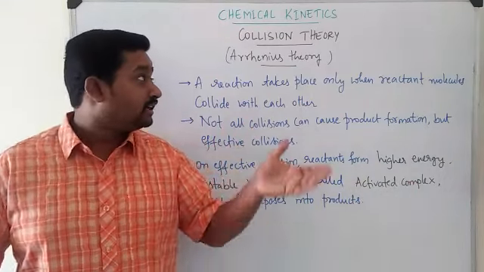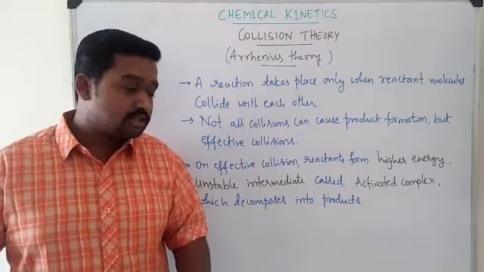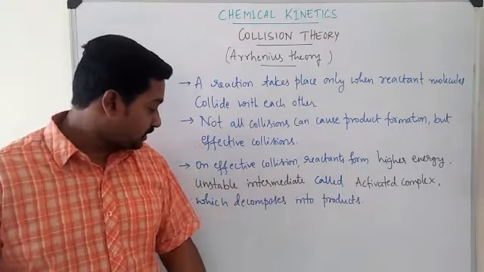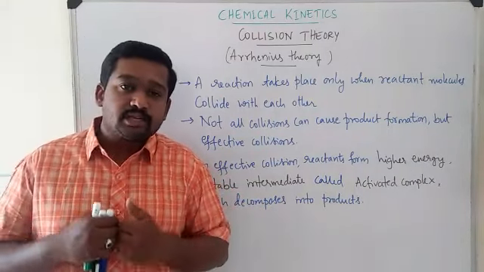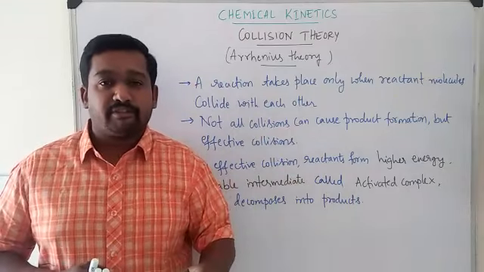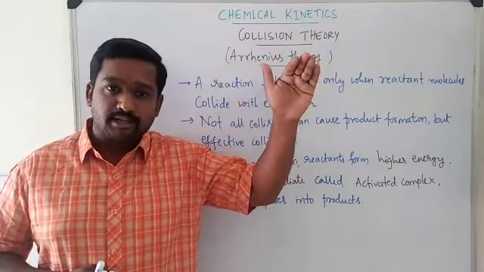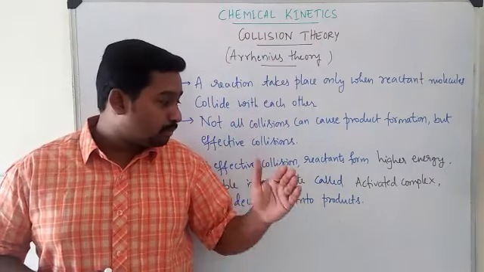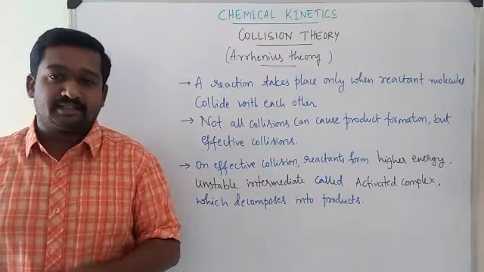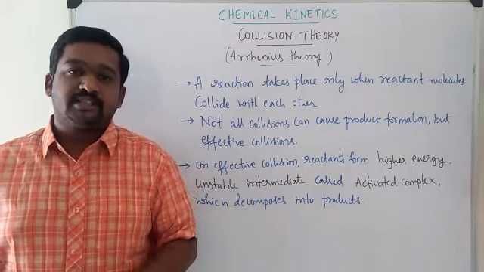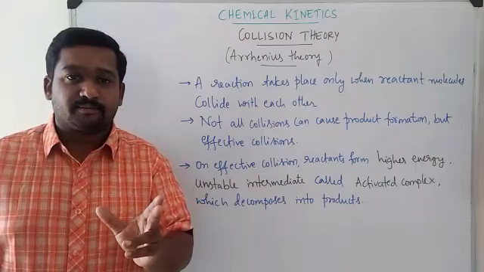I said just now that this theory has one more name, that is activated complex theory. That is because of the formation of the activated complex, which decomposes into products. So once there is a collision between molecules, if it is an effective collision, it raises its energy to a higher state called the activated complex, which will decompose into products. So these were the postulates proposed by Arrhenius in his collision theory. Now we will see how to understand this with the help of a graph.